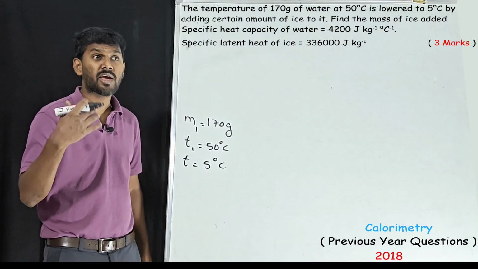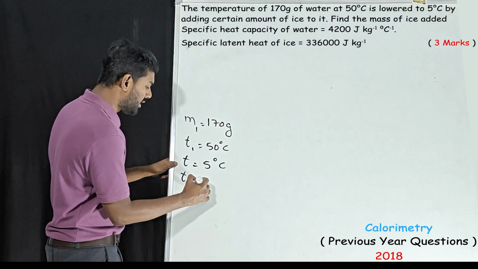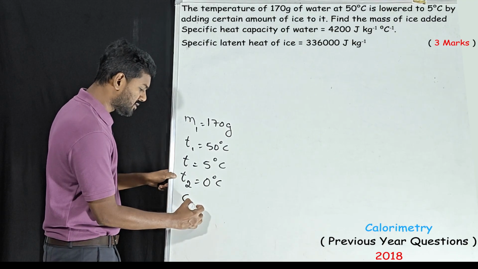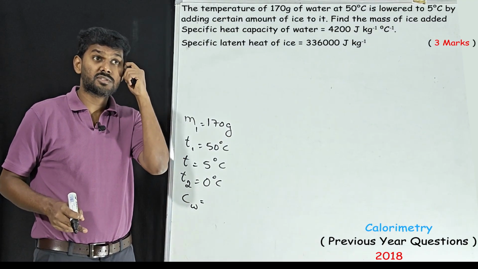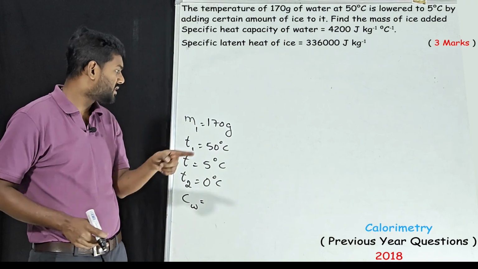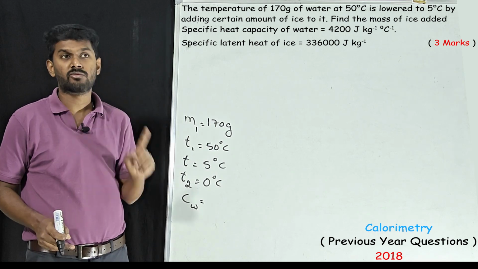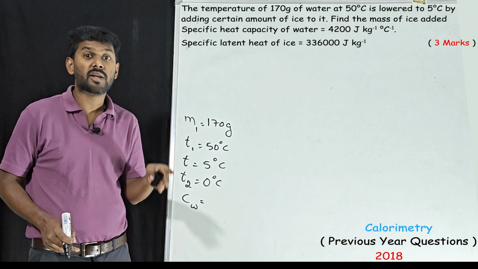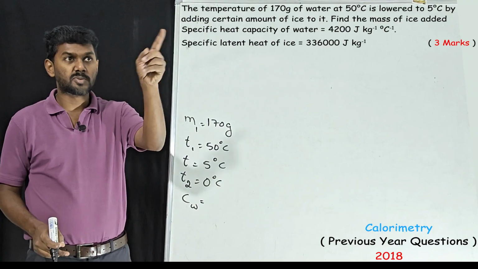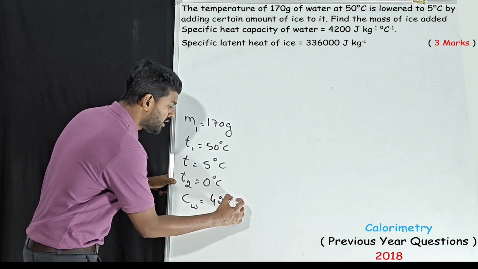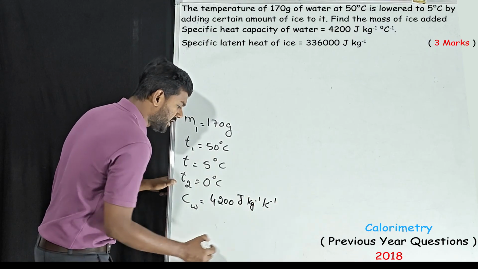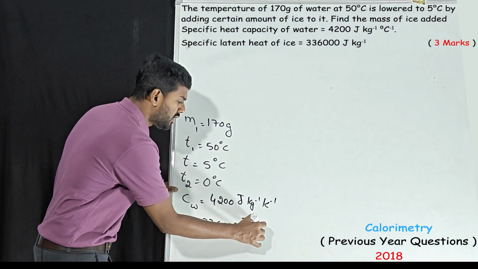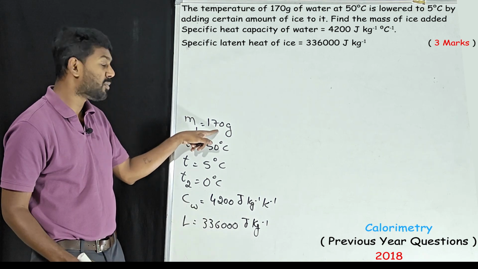Then what we are adding? Ice. We know ice temperature is 0 degrees Celsius. What are the things given? Specific heat capacity of water, so C is given, 4200 joules per kg, but the value of mass is in grams. This is where you have to be careful. If the specific heat capacity and latent heat are in kg, the mass should be in kg. Say specific heat capacity is given as 4200 joules per kg per Kelvin, correct? And latent heat is given as 336,000 joules per kg. These two are in kg, so the mass should be in kg.